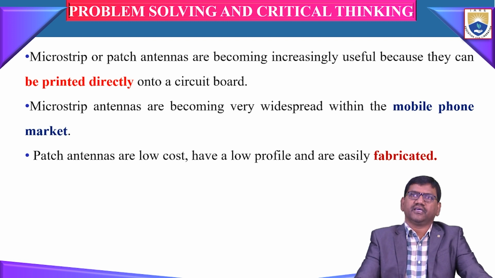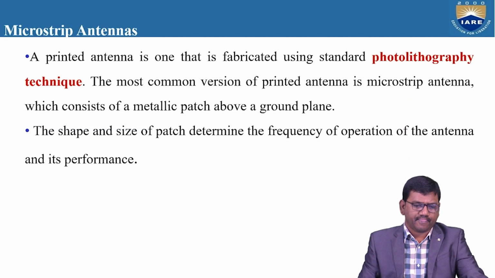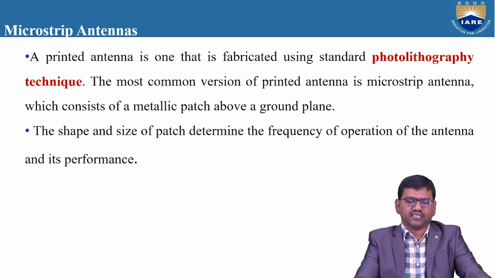Microstrip antennas are becoming very widespread within the mobile phone market. So patch antennas are low cost, have a low profile, and are easily fabricated. This is fabricated on the circuit board by a process we call the photolithography process.